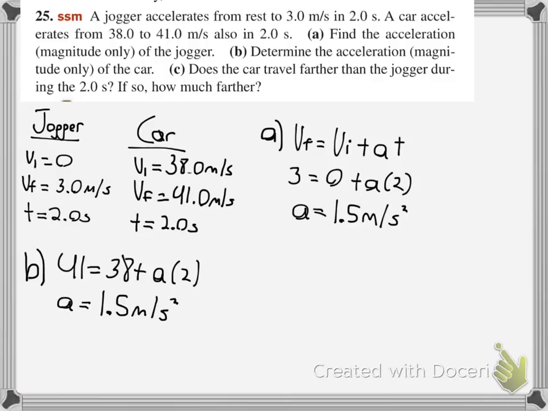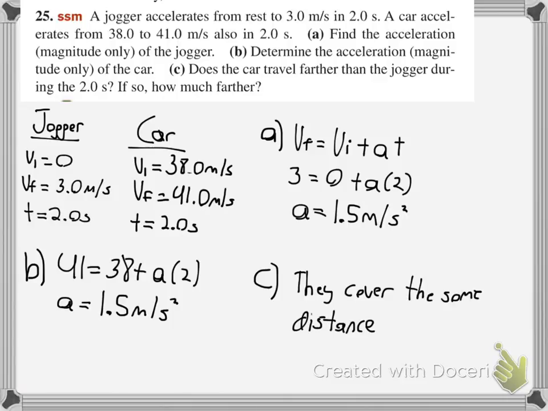squared. Now, they have the same acceleration, and in part C, they asked us, does the car travel farther than the jogger during the 2 seconds? Since they have the same acceleration and it's during the same time, they would cover the same distance. They would cover the same distance because they have the same acceleration and they are going over the same amount of time.